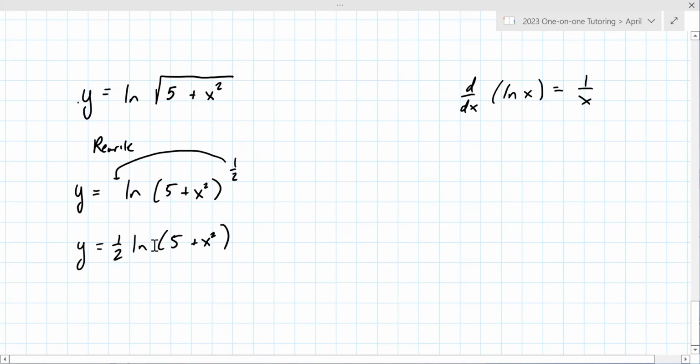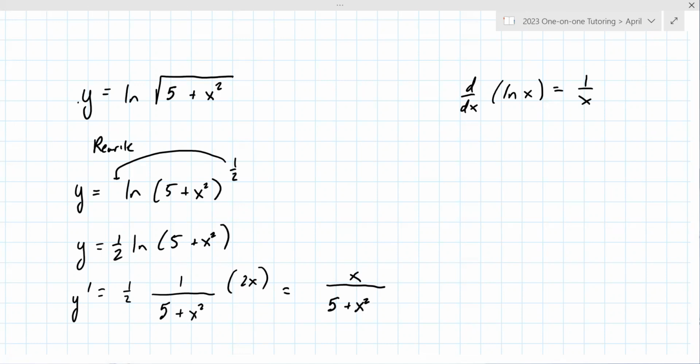Okay, so the derivative here is keep the coefficient 1/2, times 1 over 5 plus x squared, multiplied by the derivative of the inside function, which is 2x. So notice the 1/2 and the 2x, or the 2 there, they would cancel. So you end up getting x over 5 plus x squared, something like that.